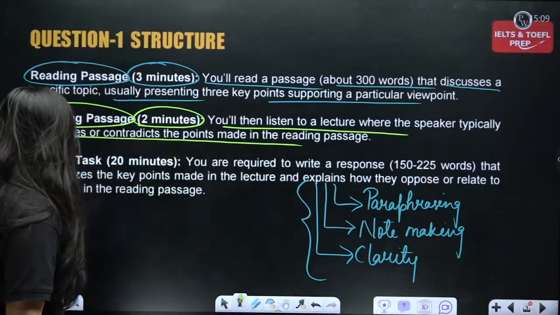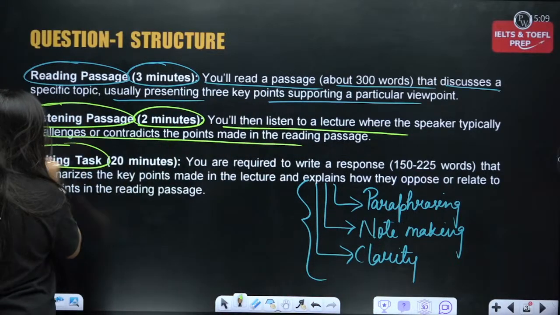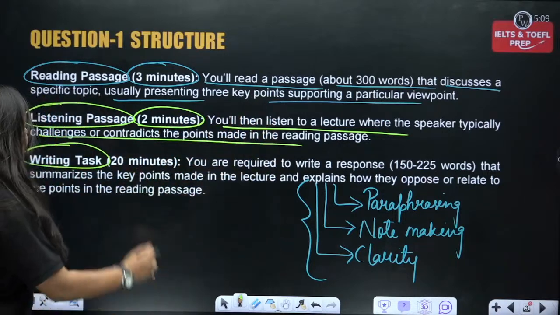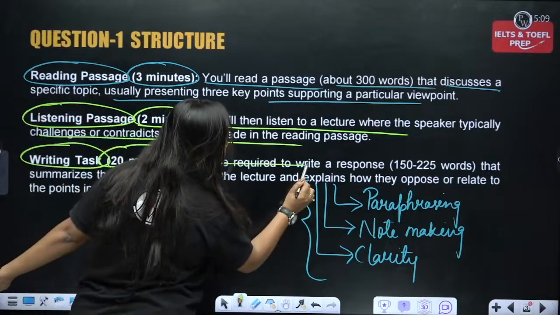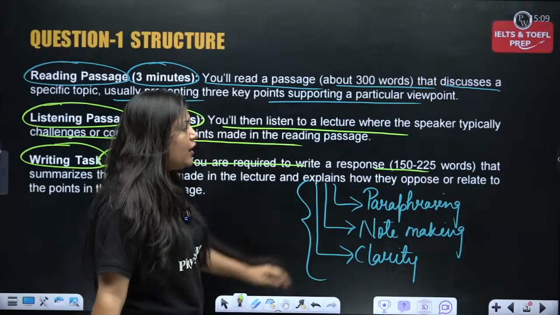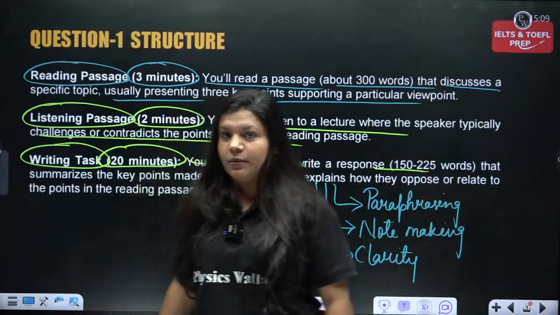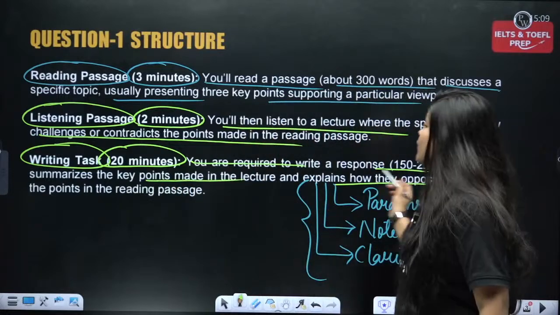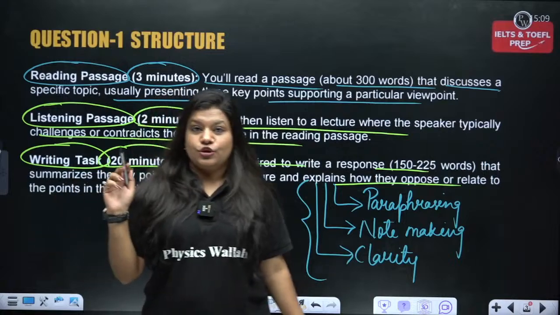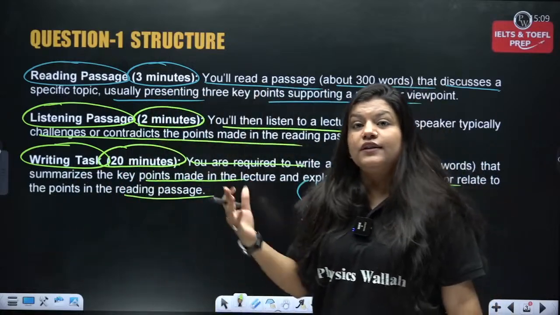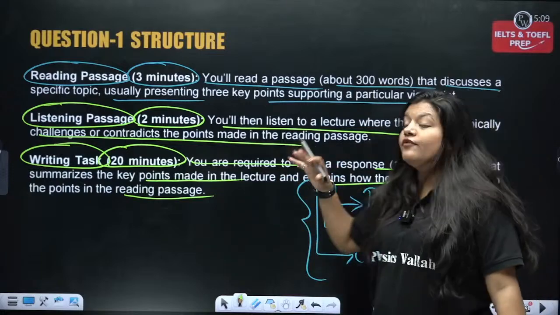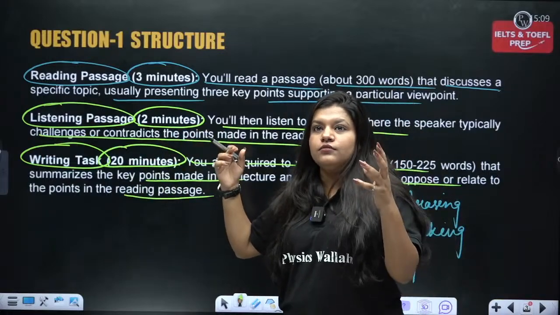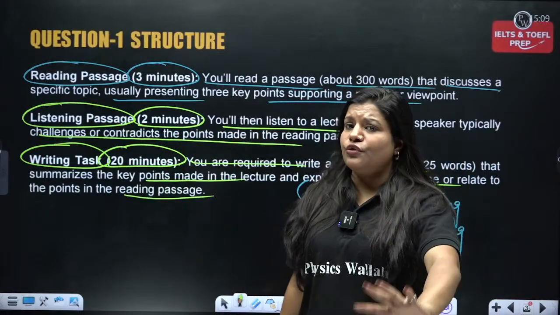So now let's understand the next one, which is the writing task. Once you're done with the reading and listening, you're going to come up with the writing task. You're going to get 20 minutes and you are required to write a response of 150 to 225 words. So this is the limit that is being given to you. The response summarizes the key points made in the lecture and explains how they oppose or relate to the points in the reading passage. Got it? So you have to come up with the response in those 20 minutes, with a word constraint of 150 to 225 words, right? This is the word limit the TOEFL writing section has.